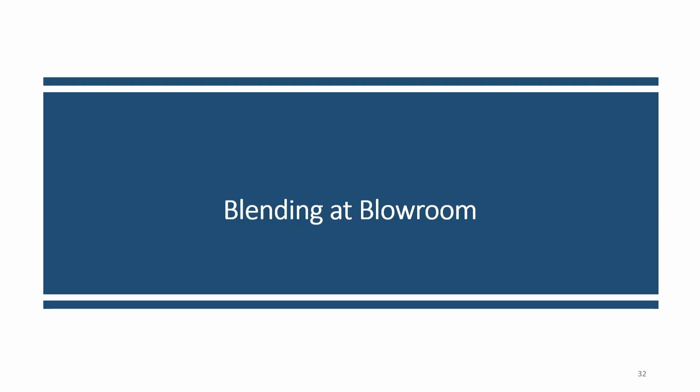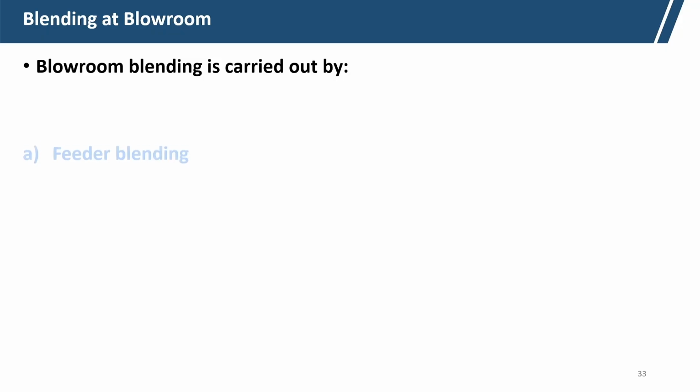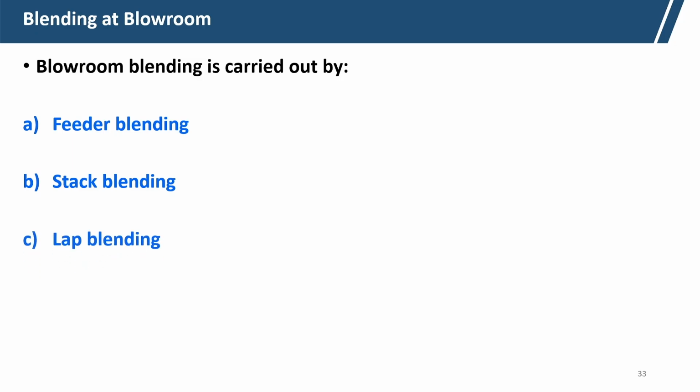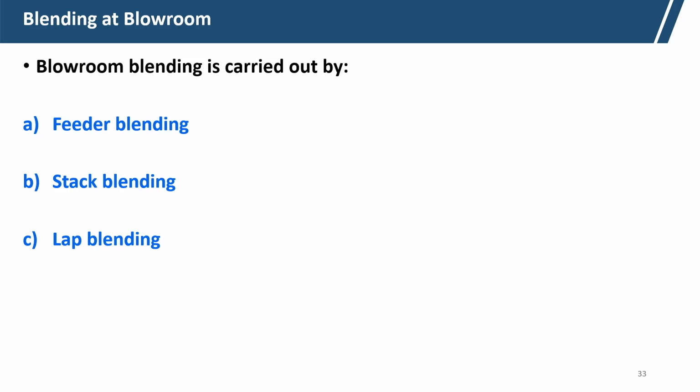Now, blending at Blowroom. Blowroom blending is carried out by feeder blending. So, what we do here: we have feeder blending, stack blending, and lab blending. These three types of blending can be done in the Blowroom stage.